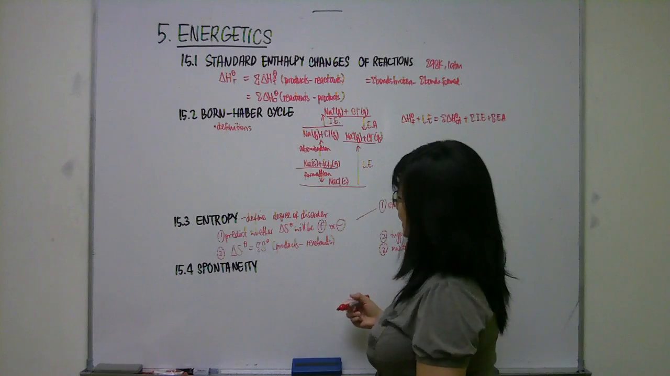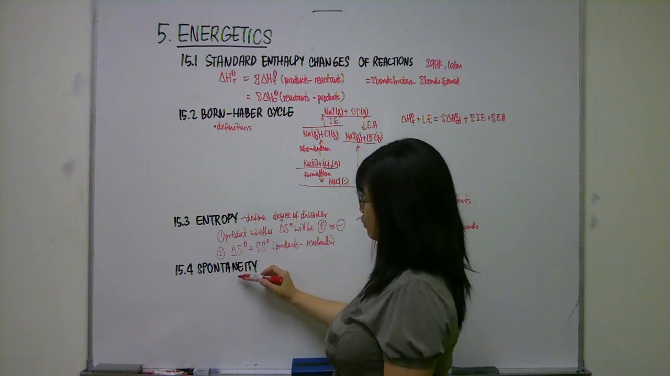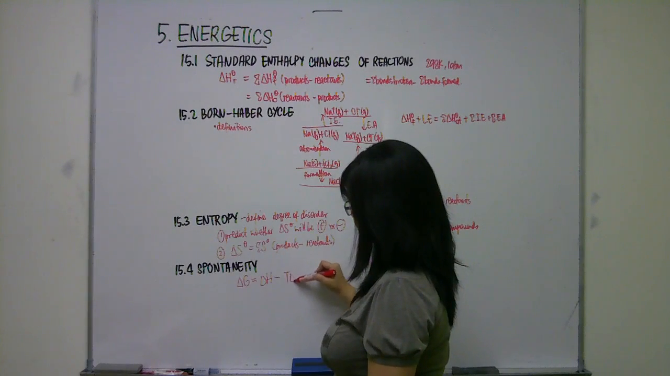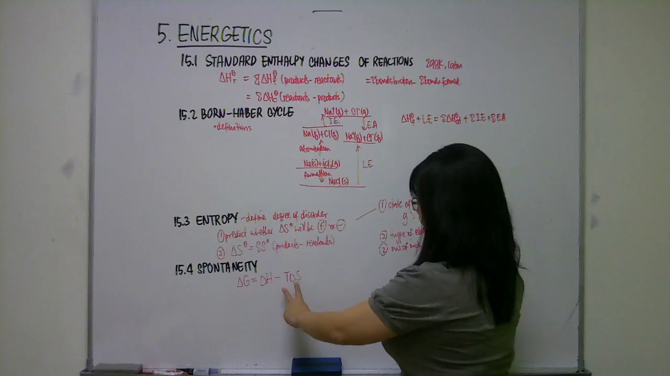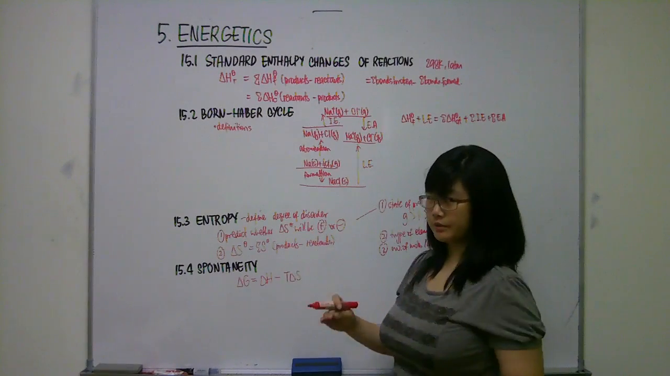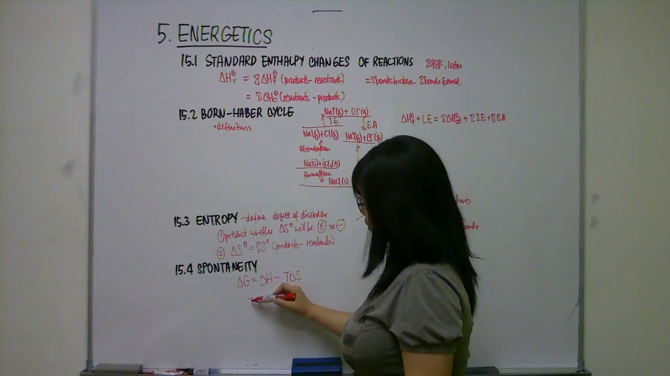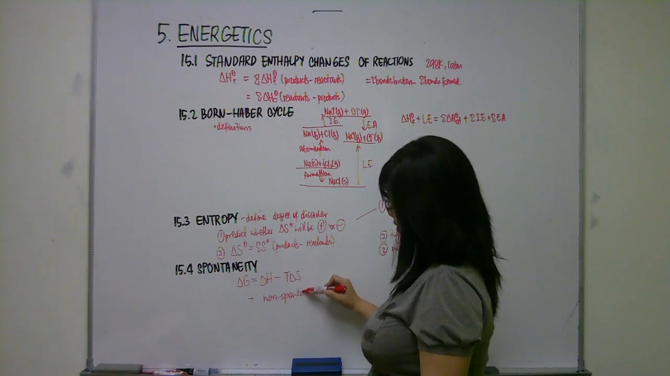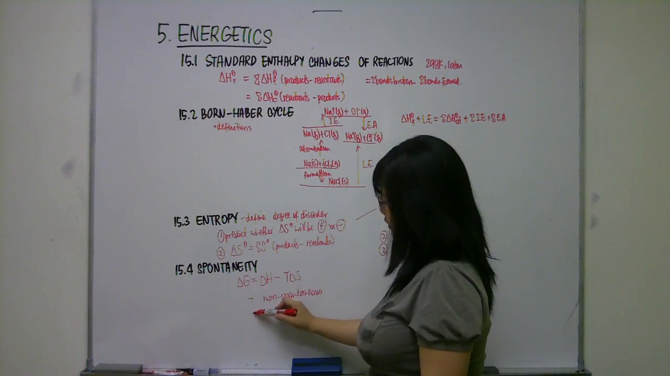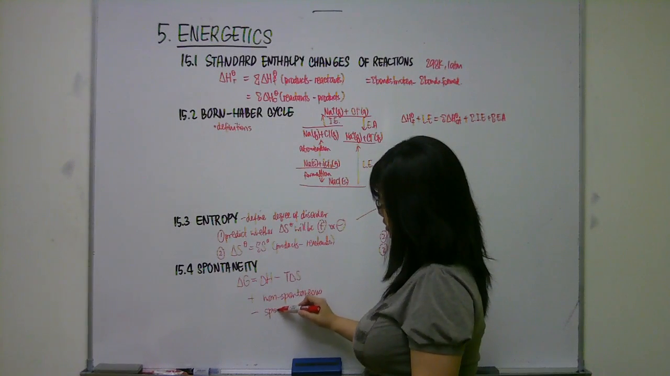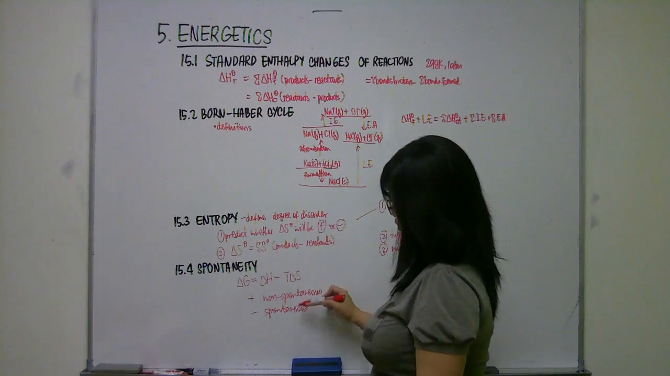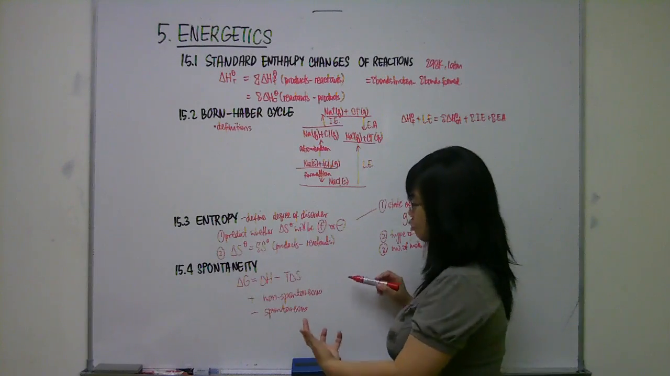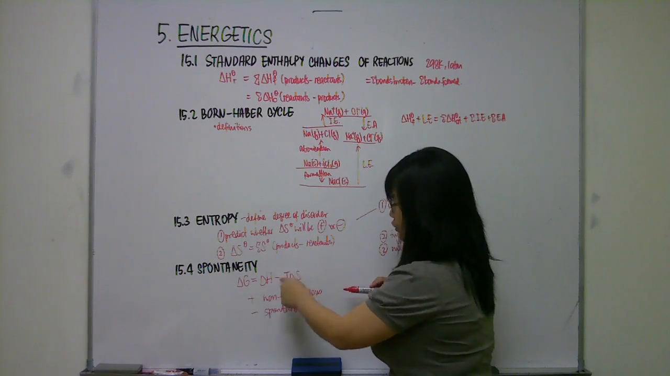The last one is about spontaneity. You will have to touch on Gibbs free energy and how this can be calculated from the enthalpy change and the entropy change of the reaction. And you need to be explaining to your student that positive Gibbs free energy will mean that the reaction is non-spontaneous, and negative Gibbs free energy will mean that the reaction is spontaneous.